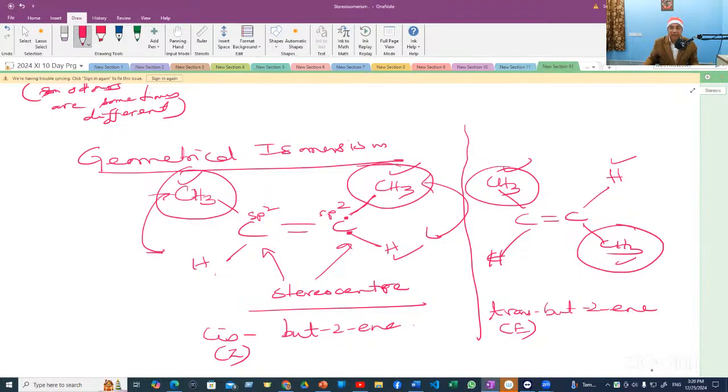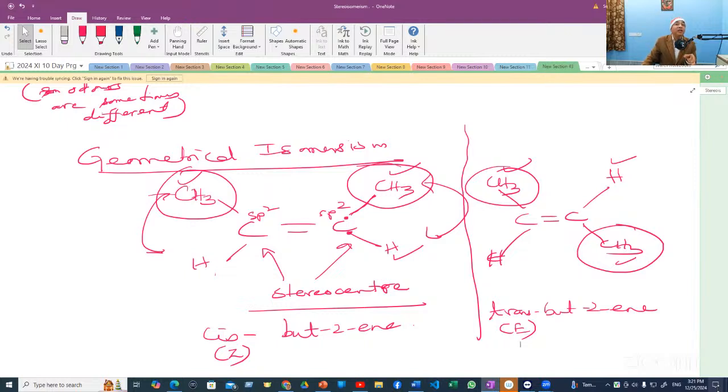Completely different. We will learn at the appropriate time, but not now. So these are stereoisomers. These are geometrical isomers. These are diastereomers. They cannot show any optical activity. If you pass PPL, it will not respond.